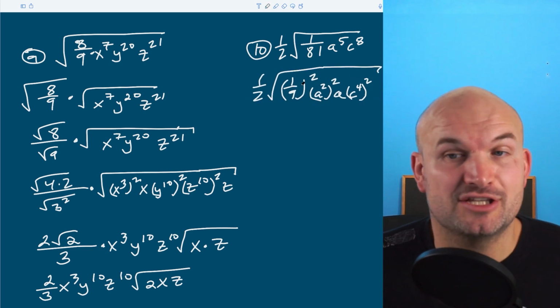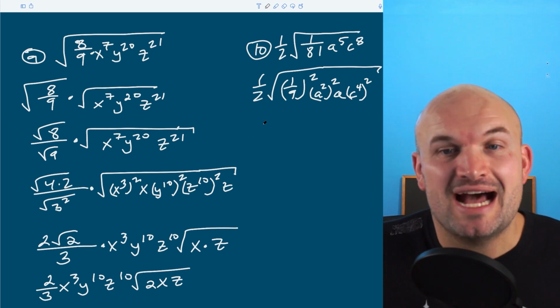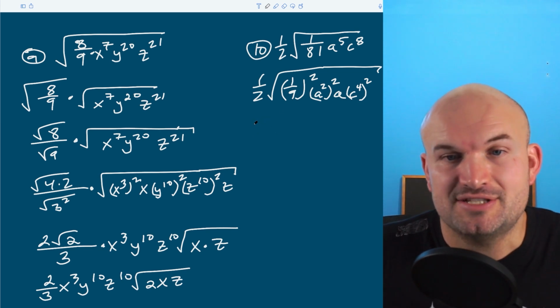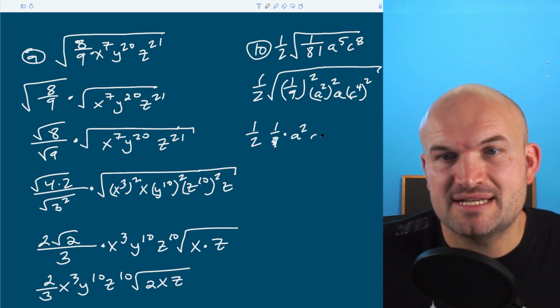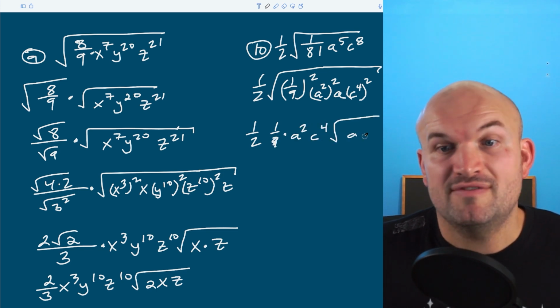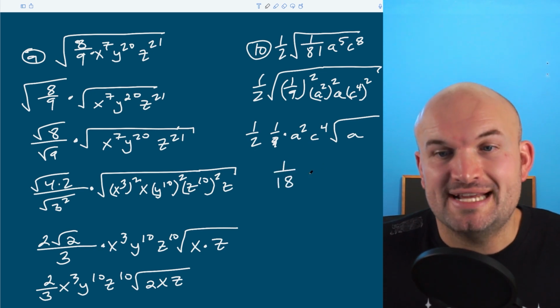Okay, so now I can just take the square root of each of these terms squared. Again, the 1/2 is just my scalar multiple, so I'll just leave that on the outside. So therefore, I'll have a final answer here of 1/2 times 1/9 times a squared times c to the 4th times the square root of a. And then I can just simplify this a little bit more, and I'll just rewrite this as 1 over 18 a squared c to the 4th times the square root of a.